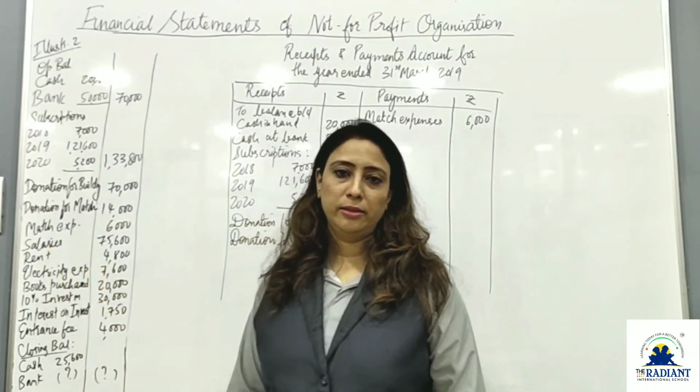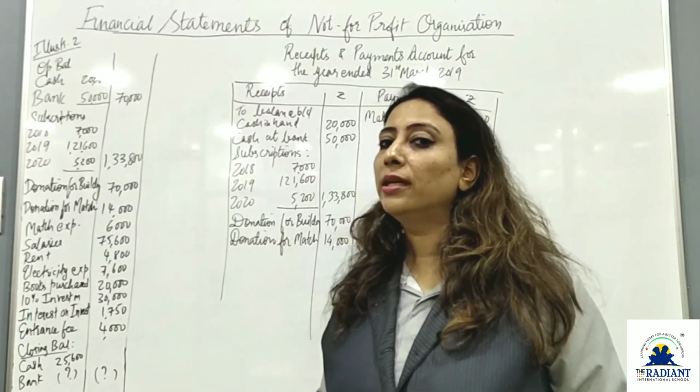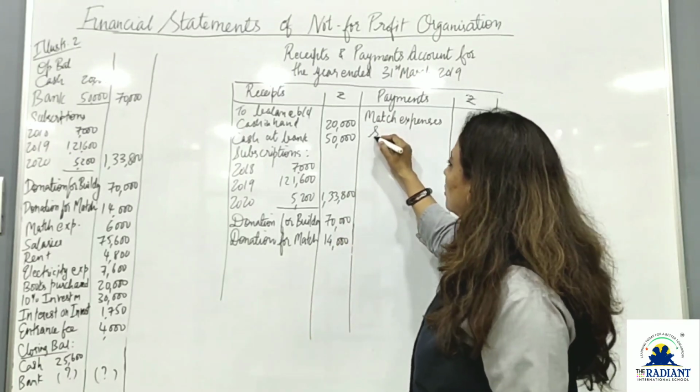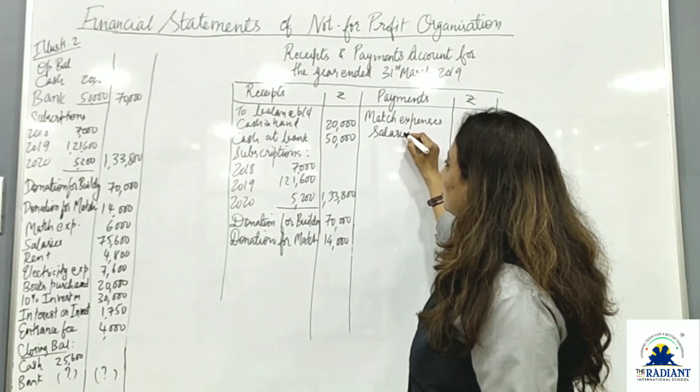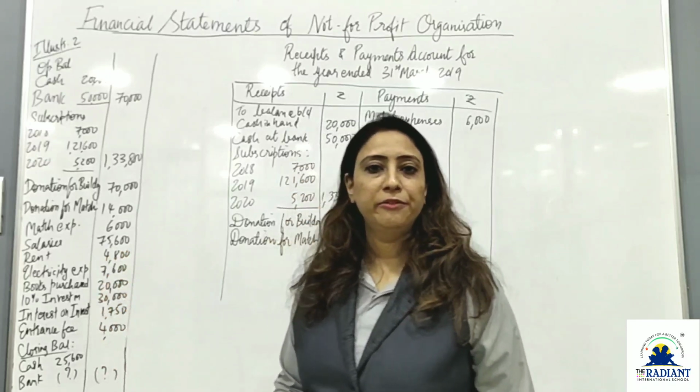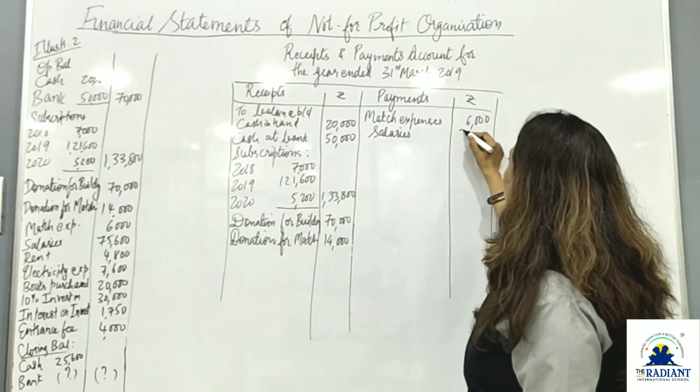Then comes salaries. Salaries obviously are an expense. So salaries will be 75,600.